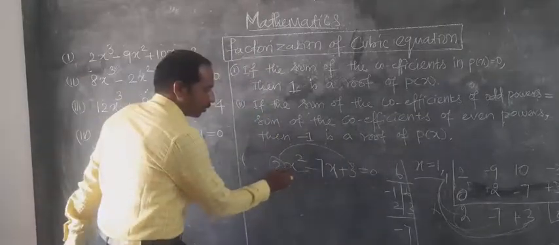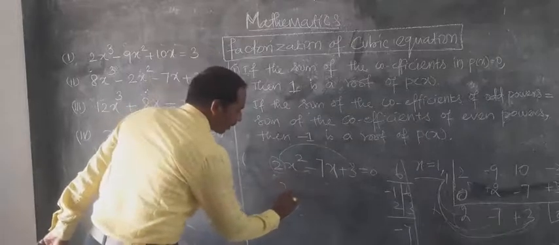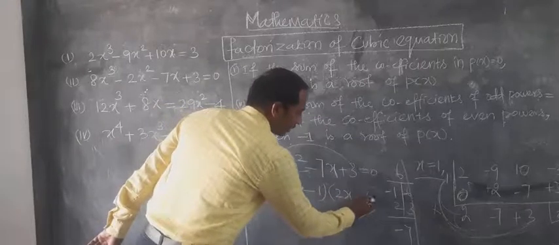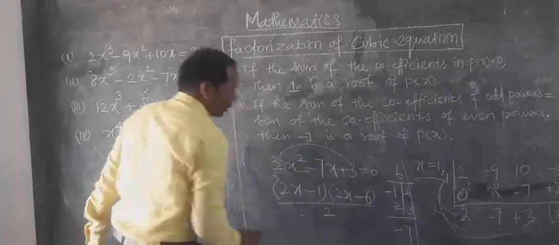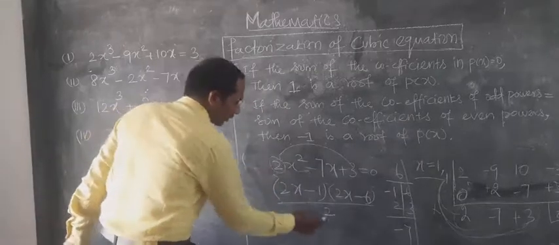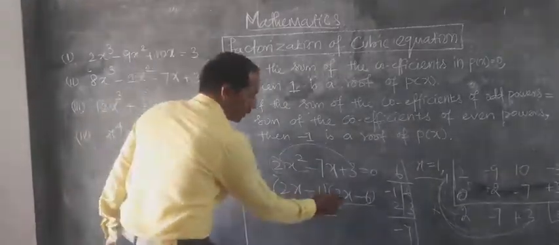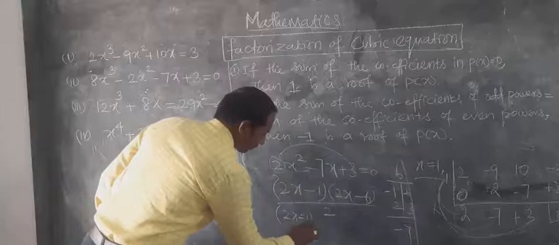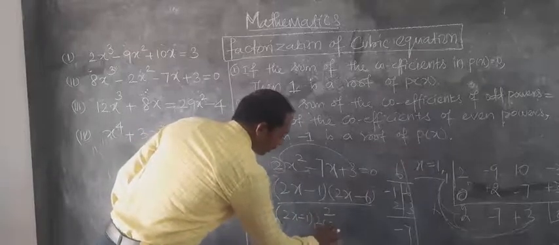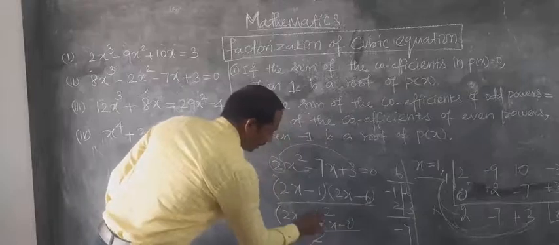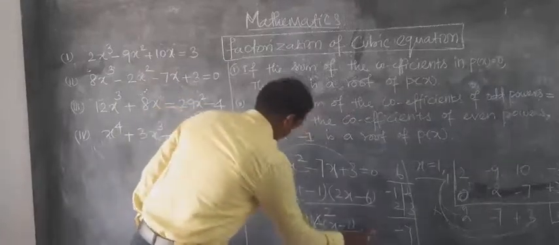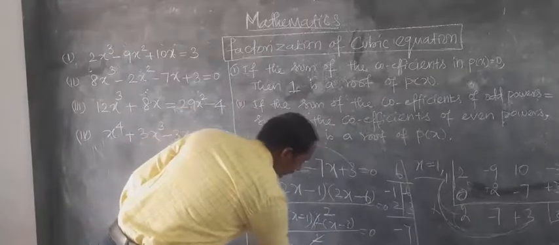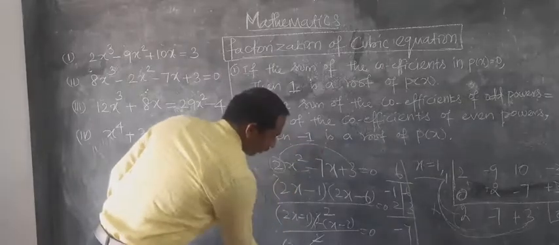So here the coefficient of x square 2 is there. So you have to write 2x minus 1, then 2x minus 6, divided by 2. So here 2 means you have to write 2, 3 means you have to write 3. Like this. From this factor you can take common 2: 2x minus 1, here you can take 2, so x minus 3 divided by 2. So you can simplify. Last, 2x minus 1, x minus 3. These are 2 factors.